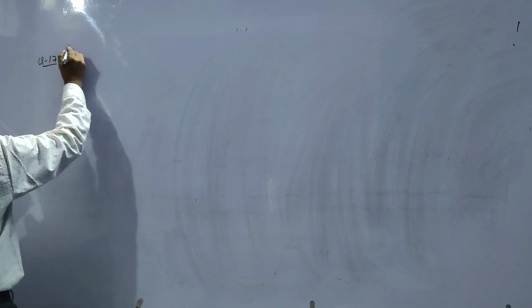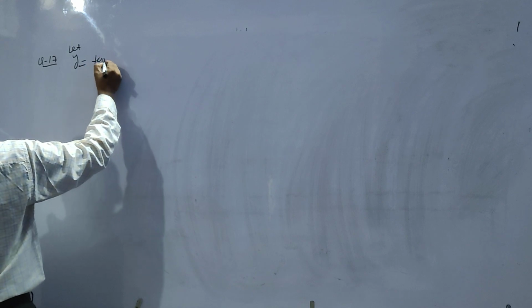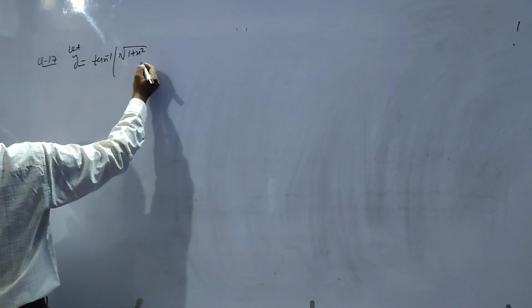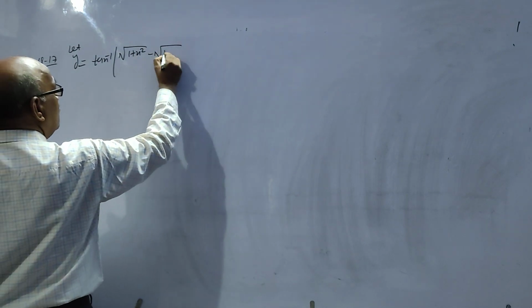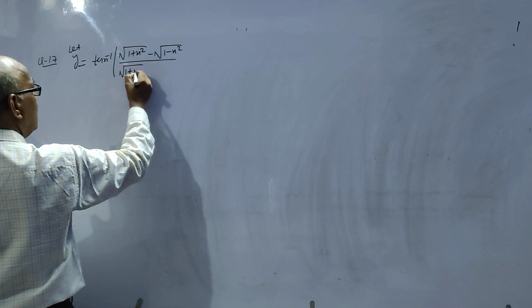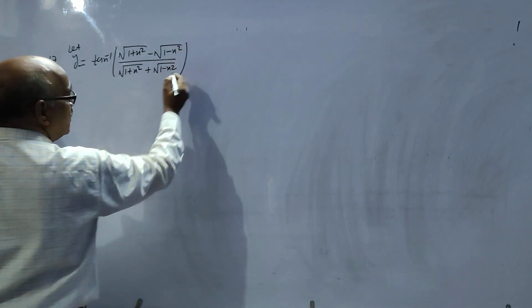Now I'm taking question number 16 or 17. Question number 17. Let y is equal to tan inverse of under root 1 plus x square minus under root 1 minus x square upon under root 1 plus x square plus under root 1 minus x square.